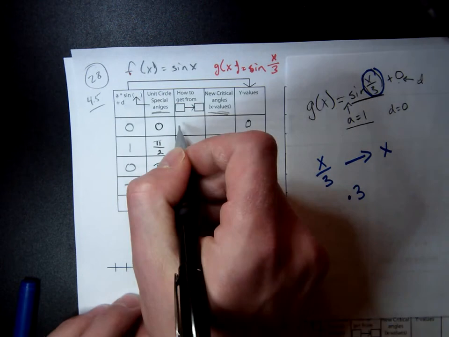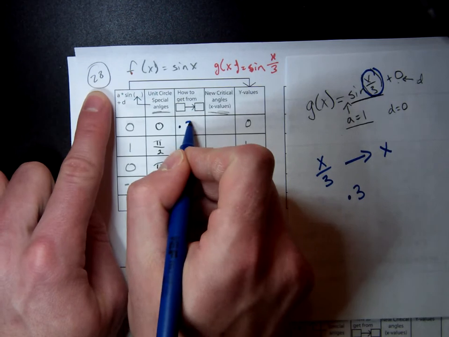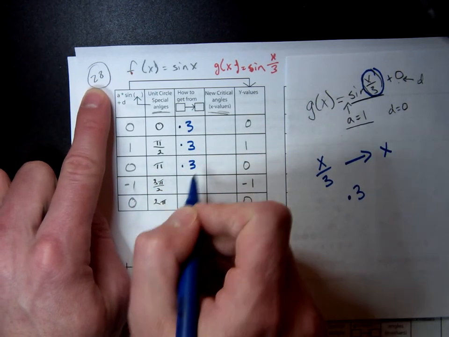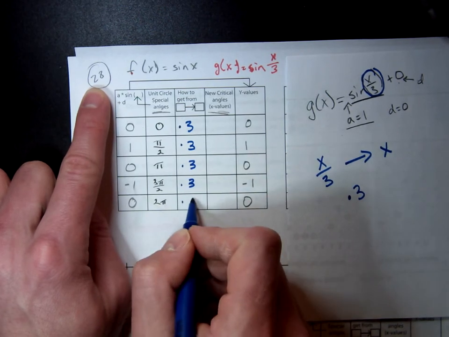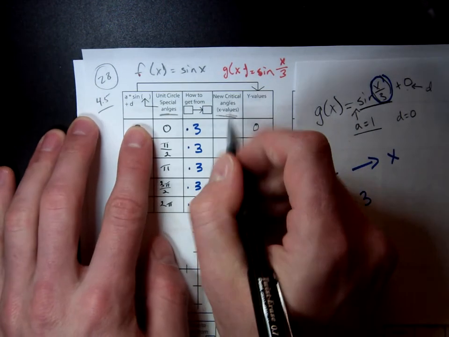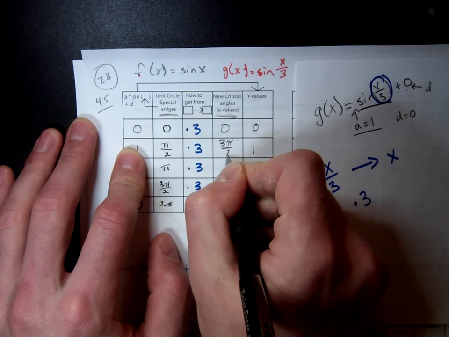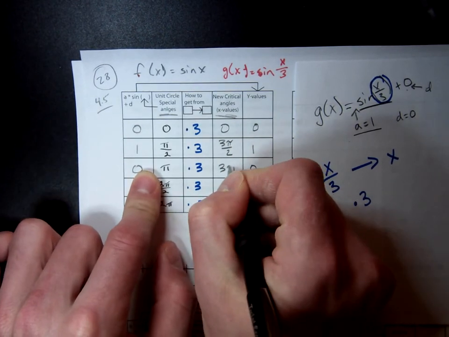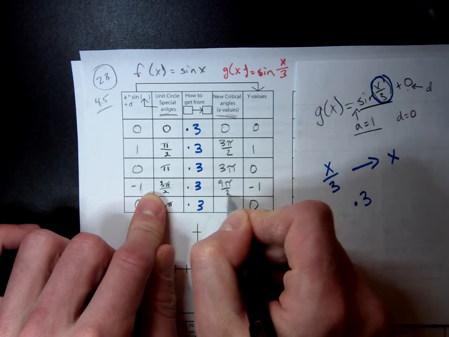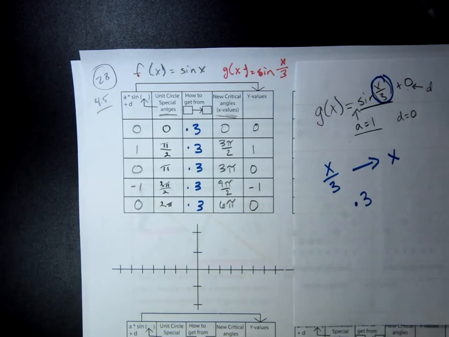So that's what I'm going to put over here. For every one of my special angles here, they're now going to be changed by multiplying them times 3. Okay. And if I go through, now I'm going to have my new x values, and I have 0, 3 pi over 2, 3 pi, 9 pi over 2, and 6 pi. Okay.